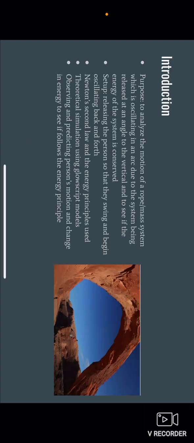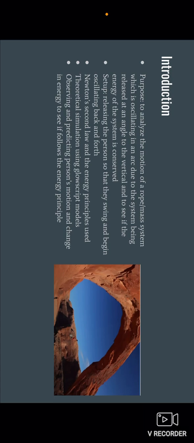In this lab, the purpose was to analyze the motion of the rope-mass system, which was the person swinging and oscillating in an arc due to being released at an angle from the vertical. The end goal of this experiment was to see if energy is conserved. The setup was releasing the person so that they begin swinging back and forth, oscillating, and you do that just by jumping off of the actual natural structure.